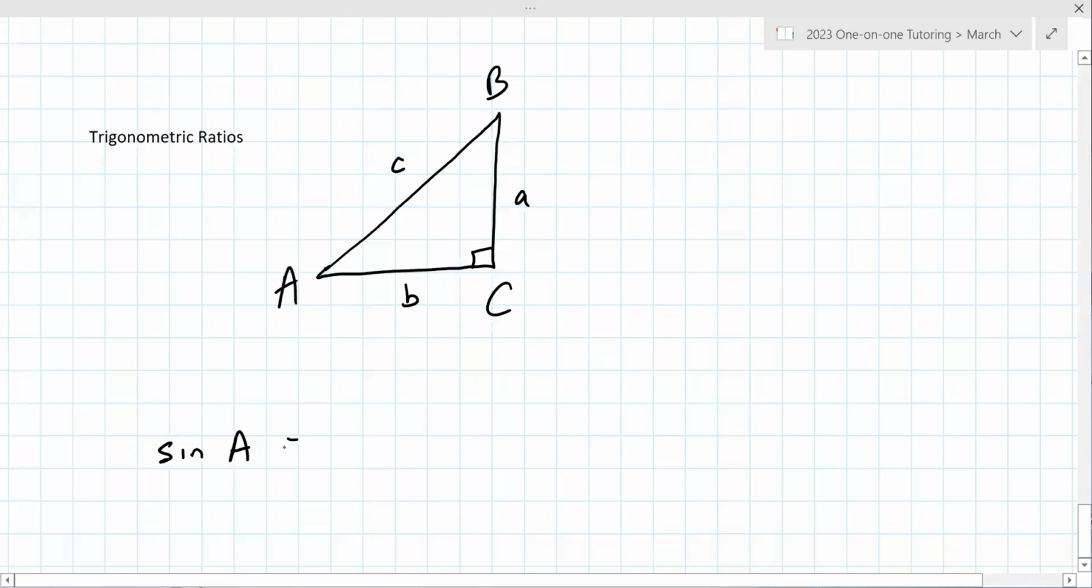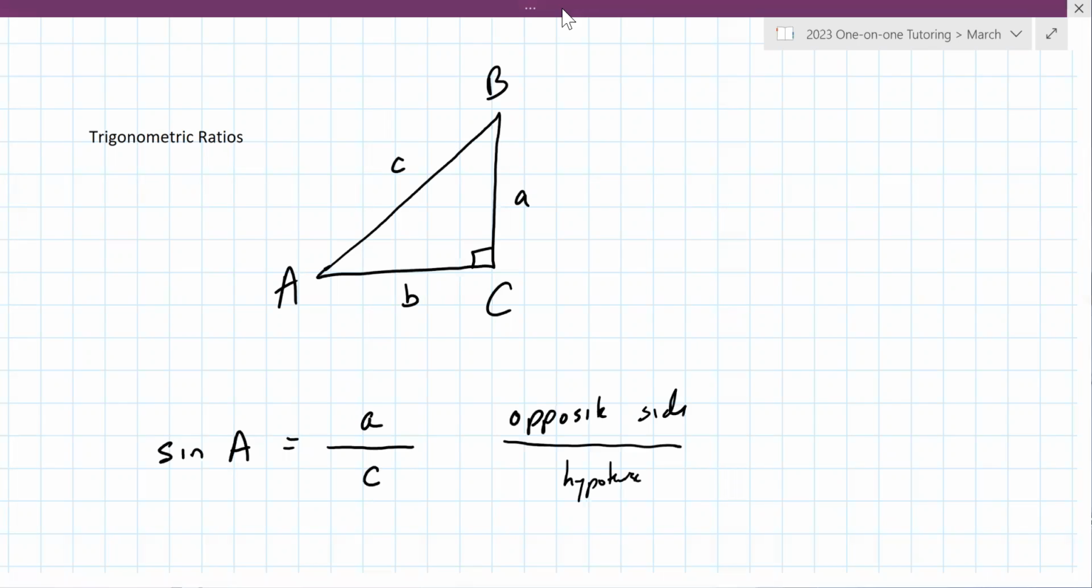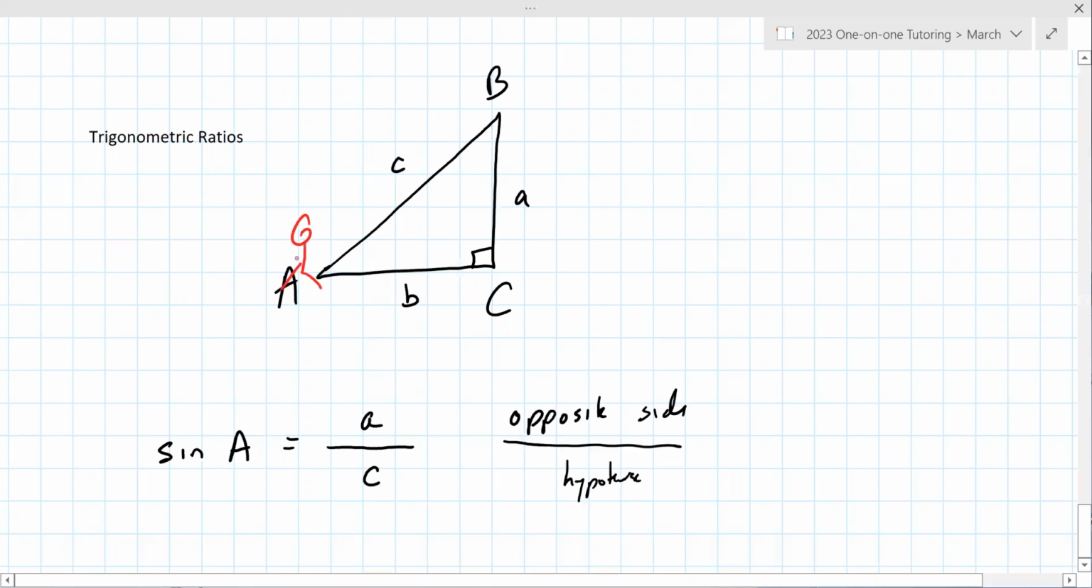This equals the opposite over the hypotenuse. The opposite side over the hypotenuse. So the idea is, let's say you were standing here at A. Opposite is A. The hypotenuse is always the longest side.